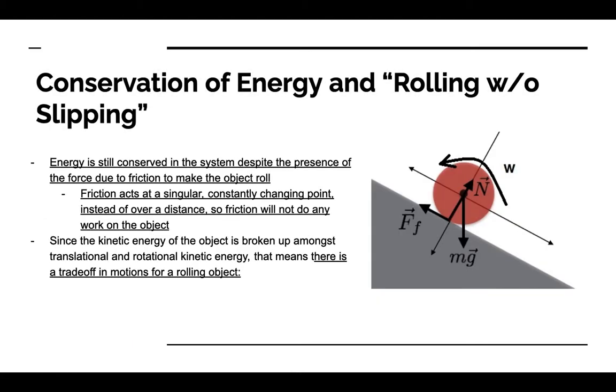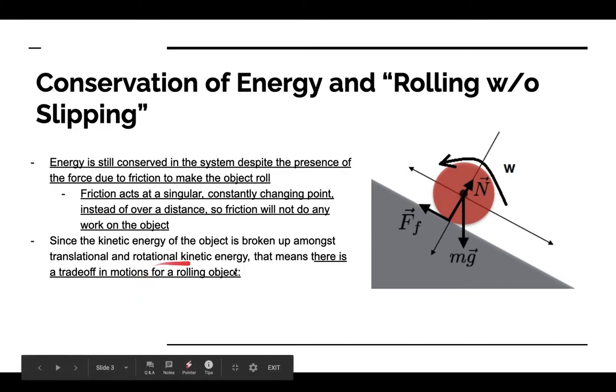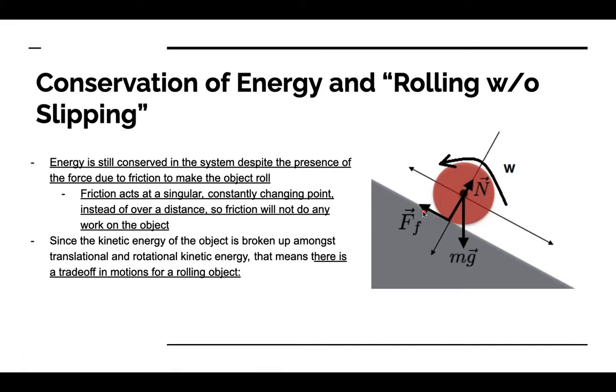So, conservation of energy and rolling without slipping. When an object is rolling down an incline like this, and there's a force due to friction acting, causing our object to roll, energy is still conserved in the system despite the presence of the force due to friction that makes our object roll. The reason is that, even though friction is a non-conservative force and traditionally dissipates energy, it requires that the force act over a distance on our object in order to dissipate energy. If you recall, work is a change in energy. It takes energy out of the system or puts energy into the system.